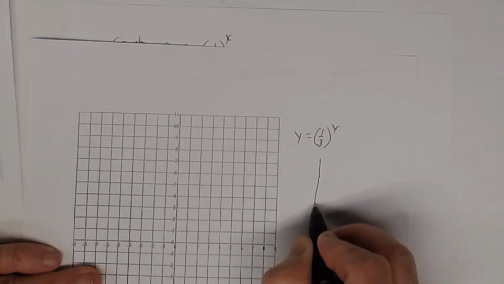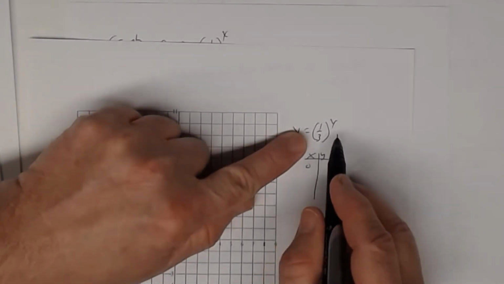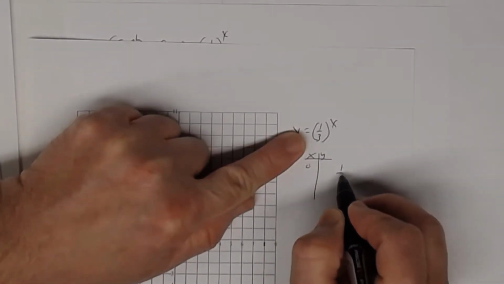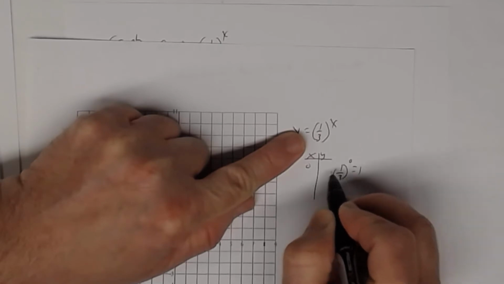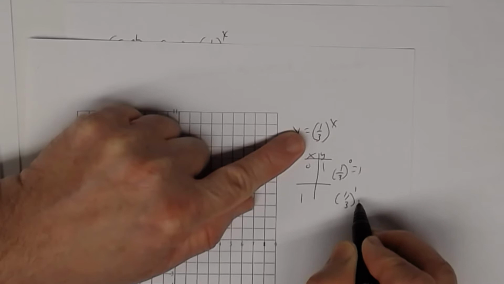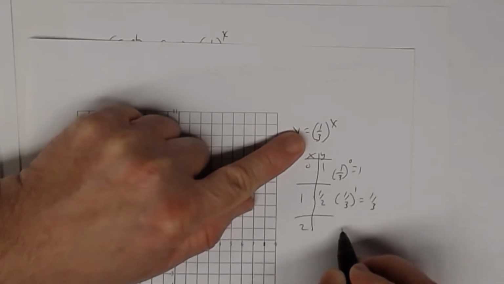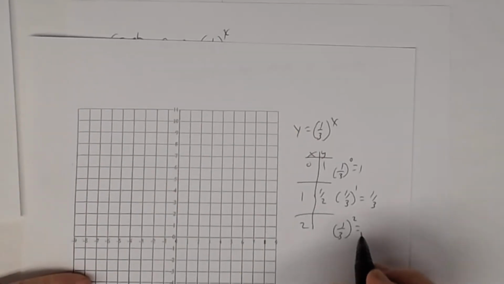All right, and just look at a t-table. So when x is 0, I get 1/3 to the 0, which we know is 1. When x is 1, I get 1/3 to the first power, which is 1/3, right? When x is 2, I get 1/3 to the second power. And remember, 1/3 times 1/3 is 1/9.